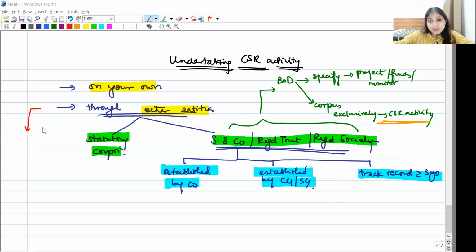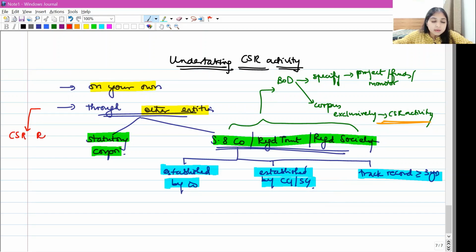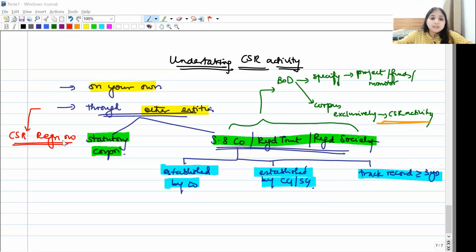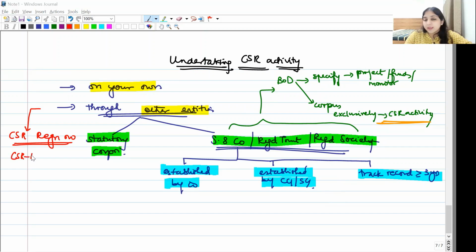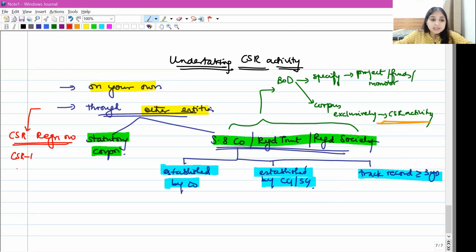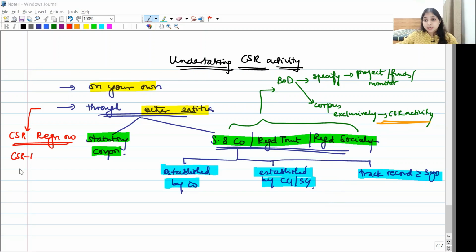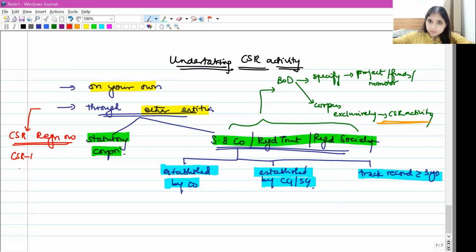Okay, then the next point: in case the board of directors is going to undertake CSR activity through these entities, then these entities should have a CSR registration number. To get this CSR registration number, they will have to file form CSR1 with the government. This form has to be filed electronically. It has to be verified by a professional. It has to be filed with the ROC, and then a unique CSR registration number will be given.